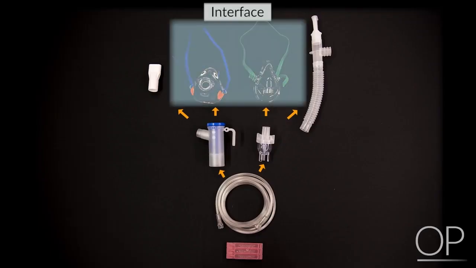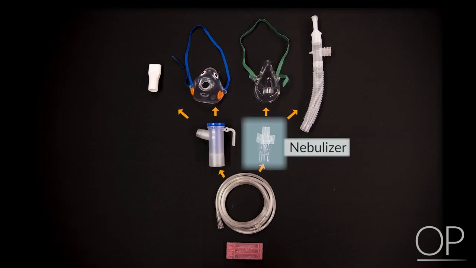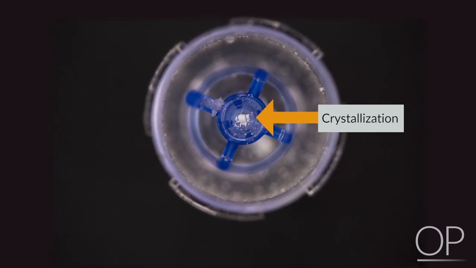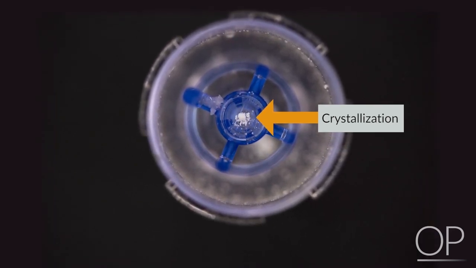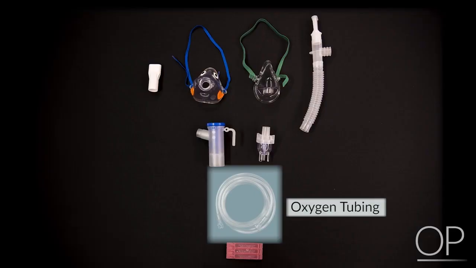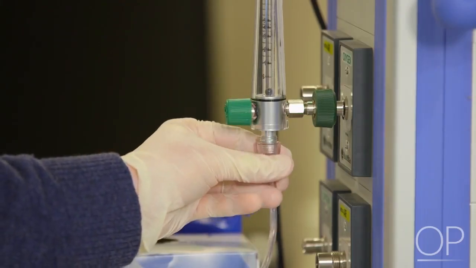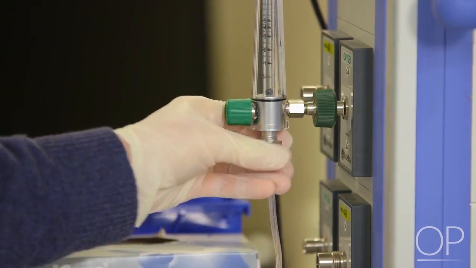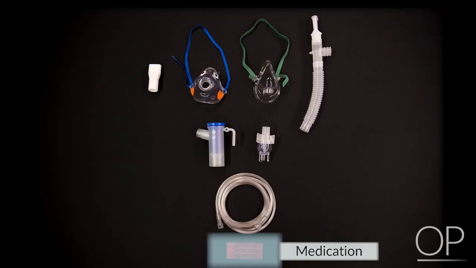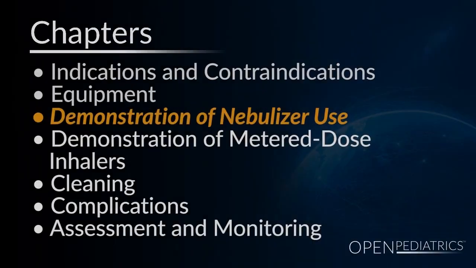We want to make sure that we have an appropriately sized mask depending on the patient's size. We need to make sure that we have the nebulizer itself. If you are using a nebulizer that's been used previously, make sure to inspect the inside of it to ensure that no crystallization from previous treatments will interfere with the generation of appropriately sized particles during this application. You also need to have oxygen tubing connected to a gas source, which can be either oxygen itself, air, some mixture, or even heliox. We're also going to need to make sure that we have our appropriately dosed medication.